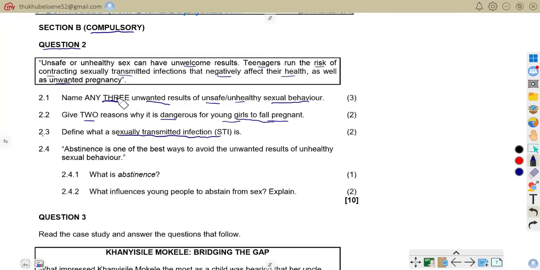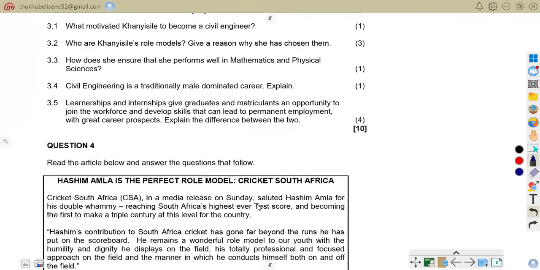Now 2.4. Abstinence is one of the best ways to avoid unwanted results of unhealthy sexual behavior. 2.4.1: What is abstinence? 2.4.2: What influences young people to start the process? Explain. Here we are.